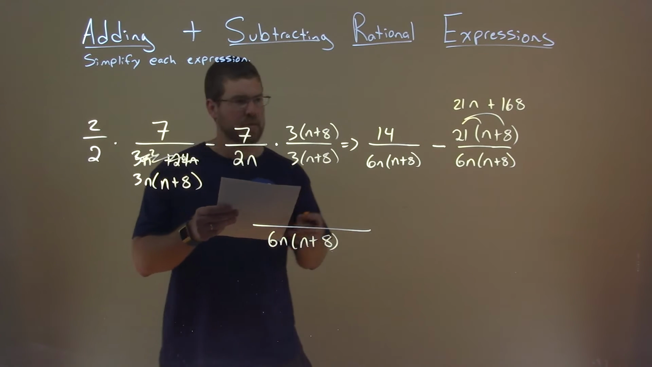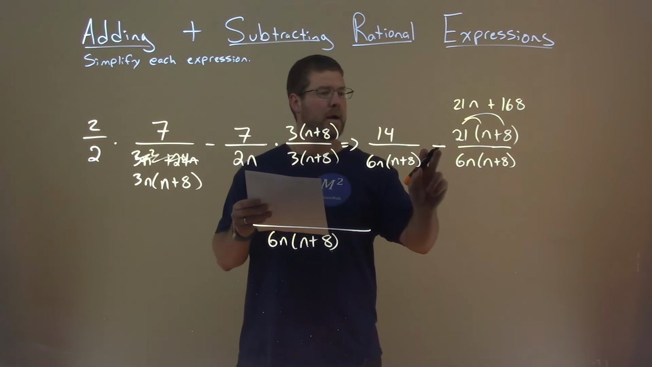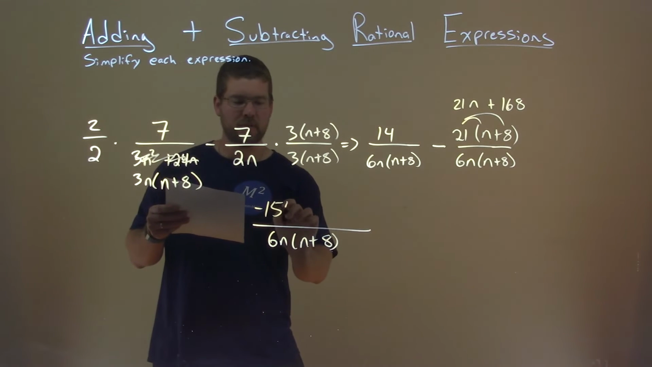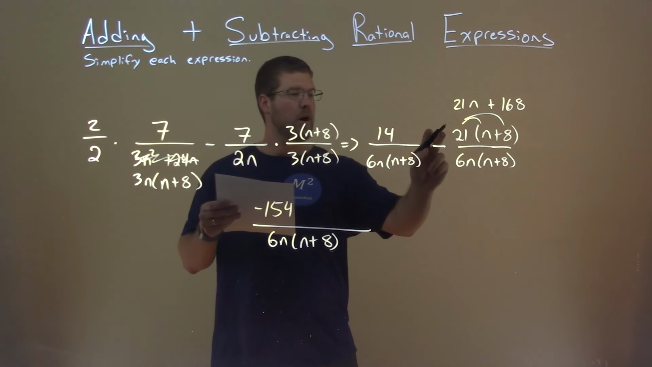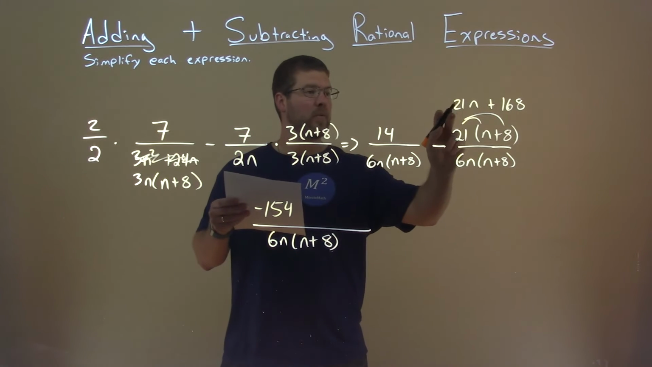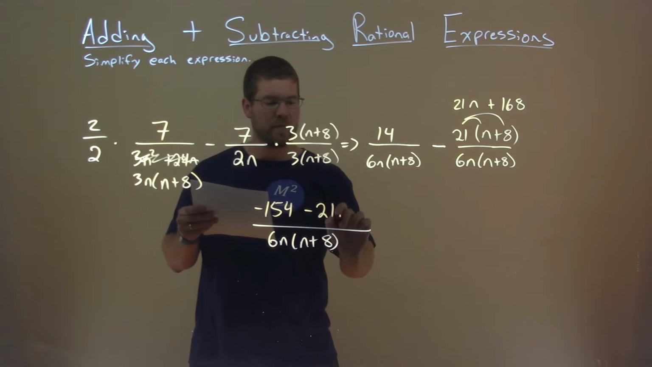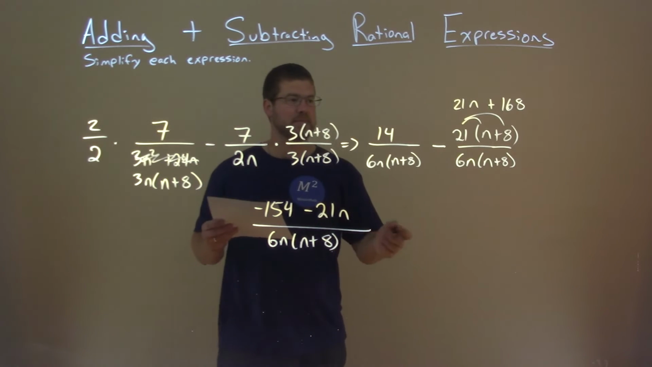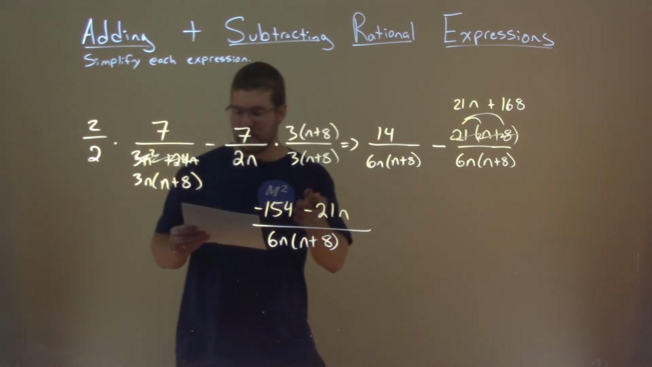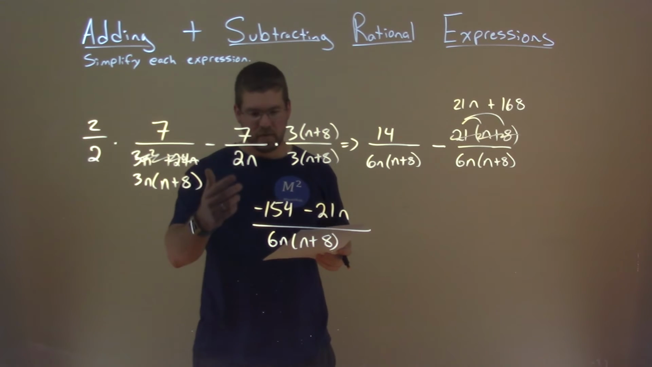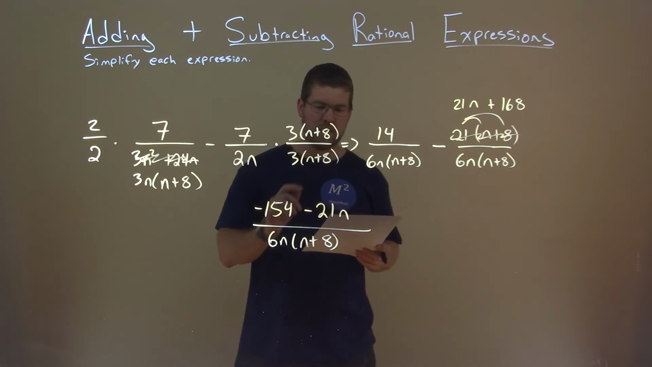Okay. 14 minus 168, it's a negative 154. All we're left with now is just the negative 21n. Don't forget that minus sign goes up there too. Minus 21n. And actually, we have it here. We have our final answer. Negative 154 minus 21n divided by 6n times n plus 8.